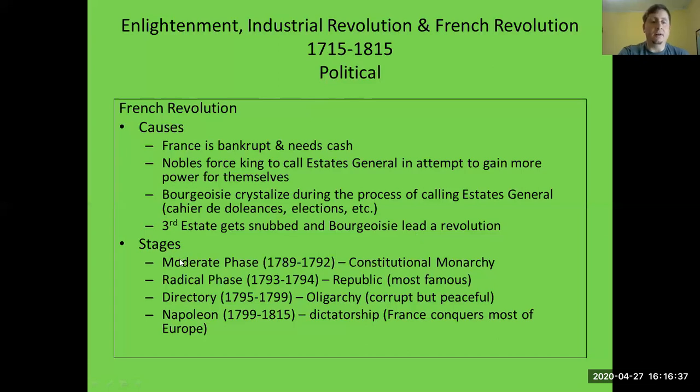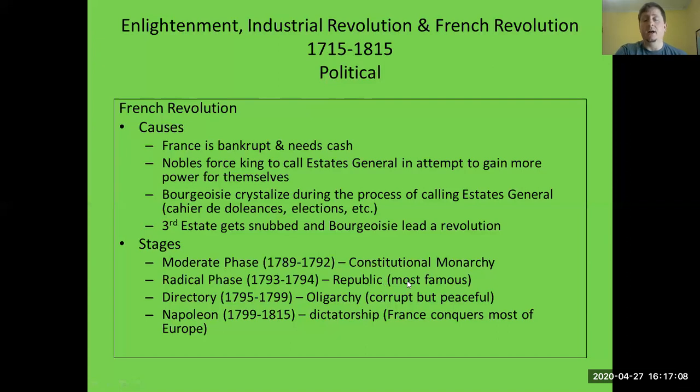And so we have a four-stage revolution. The first phase is this initial revolt of the bourgeoisie. This is called the moderate phase. This is the one where the bourgeoisie of the Third Estate, of the Estates Generale, want to establish a constitutional monarchy, with Louis XVI as the executive branch and themselves, the National Assembly, or the National Constituent Assembly, as the legislative branch.